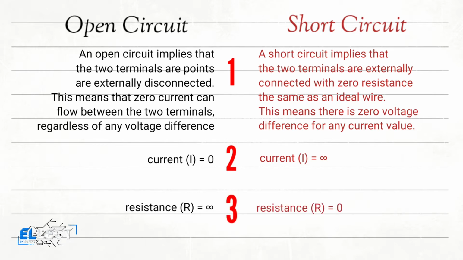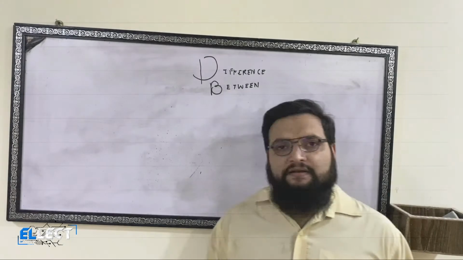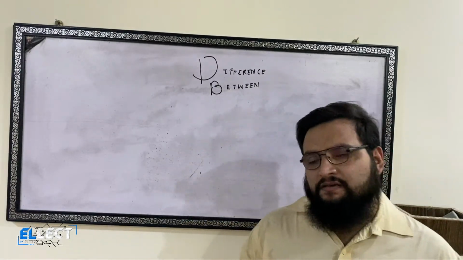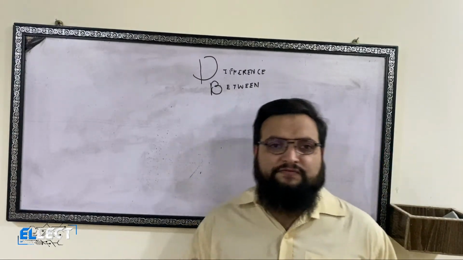The practical example of both the circuits is that in our home appliances we get the information that a short circuit occurs.